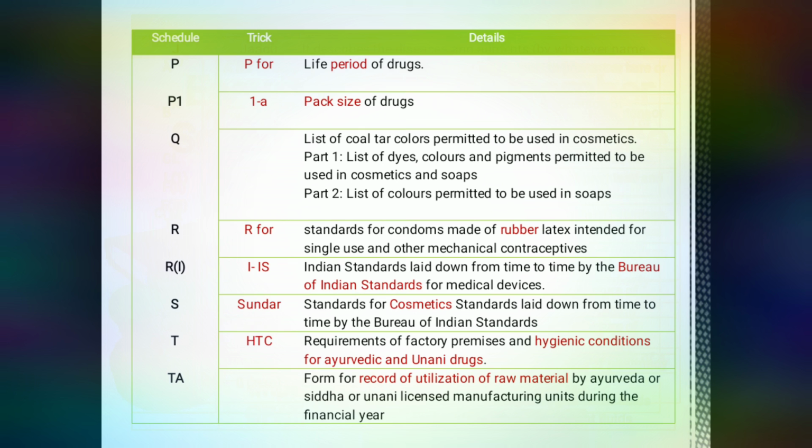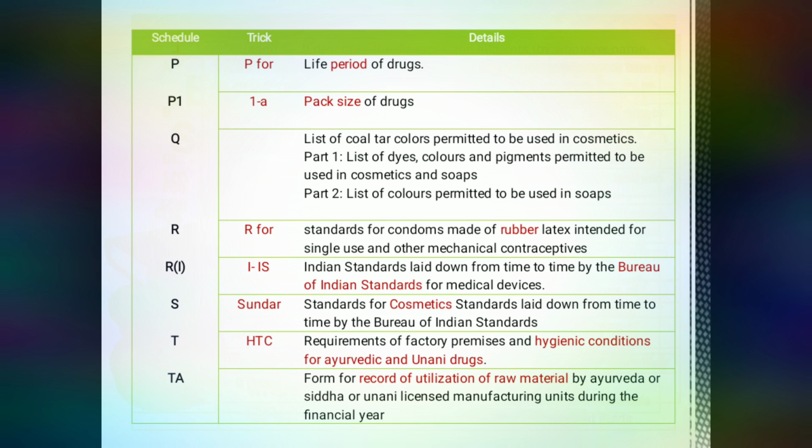Then is schedule Q. So schedule Q is about list of coal tar colors permitted to be used in cosmetics. It is again divided into two parts, part 1 and part 2. Part 1 is about list of dyes, colors and pigments permitted to be used in cosmetics and soaps, and part 2 is about list of colors permitted to be used in soaps.